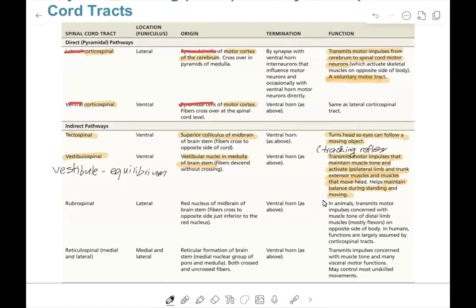The rubrospinal transmits motor impulses concerned with muscle tone of distal limb muscles, mostly flexors, on the opposite side of the body. The functions are largely assumed by the corticospinal tract, so it's very similar. Reticulospinal, again, you don't need to know the medial and lateral, but you should know that its impulse is concerned with muscle tone and many visceral motor activities, and control is over most unskilled movements.